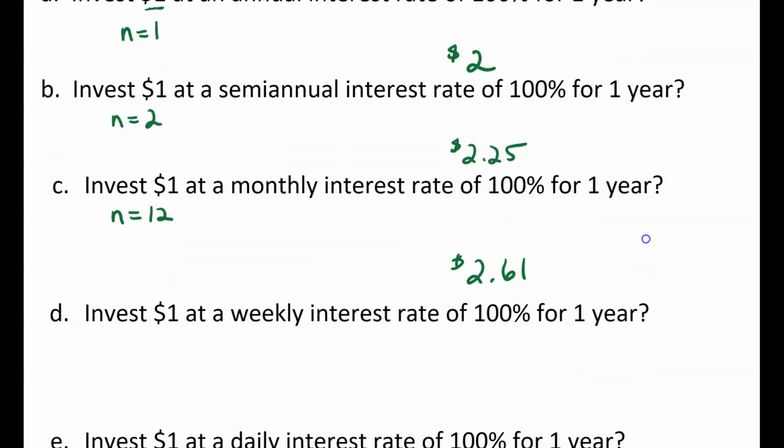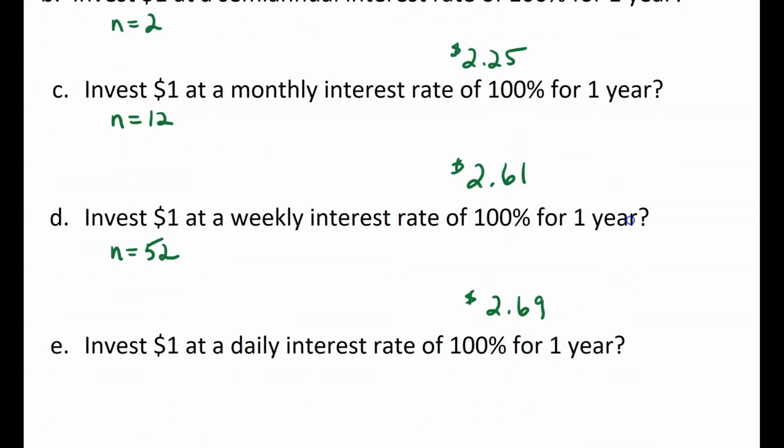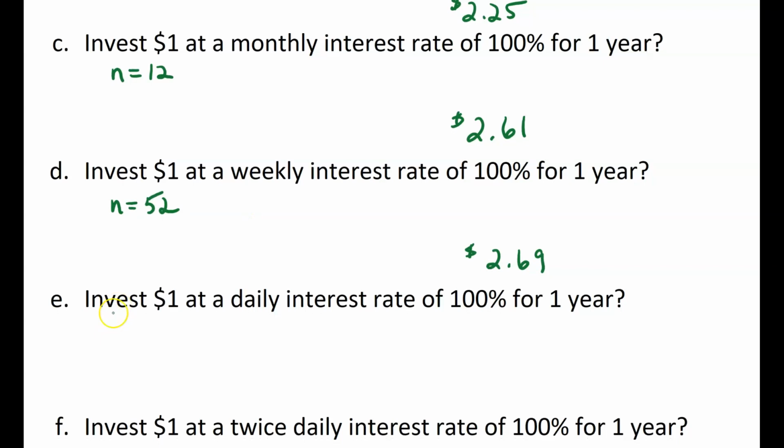Okay. Well, what if I now ask you to compound weekly? What does that make N? 52. Okay. $2.69. So now what happened? But by a smaller amount. Okay, what if we said let's compound daily? Now what would that make N? N would be 365, and now we would be at $2.71.